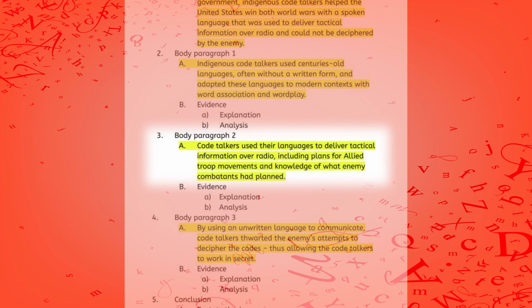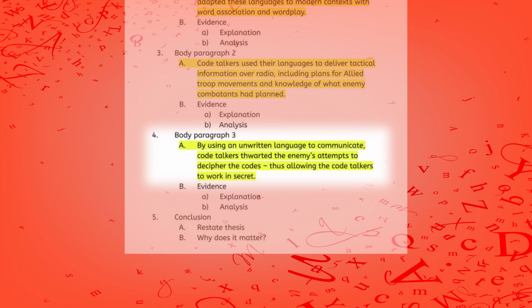The second topic sentence will introduce what the codes were used for. Code talkers used their languages to deliver tactical information over radio, including plans for Allied troop movements and knowledge of what enemy combatants had planned. Finally, the third topic sentence will begin a paragraph that details the significance of these codes. By using an unwritten language to communicate, code talkers thwarted the enemy's attempts to decipher the codes, thus allowing the code talkers to work in secret.